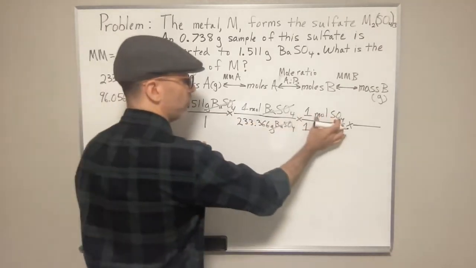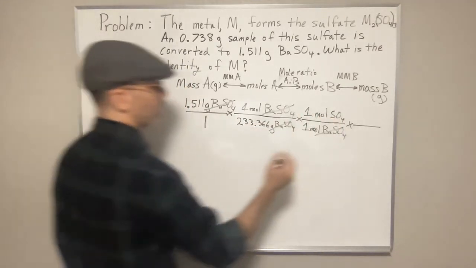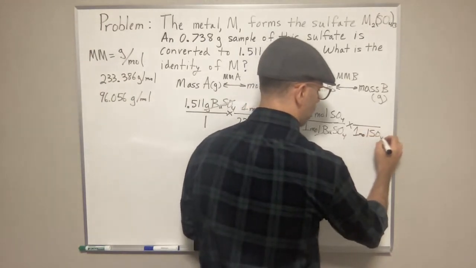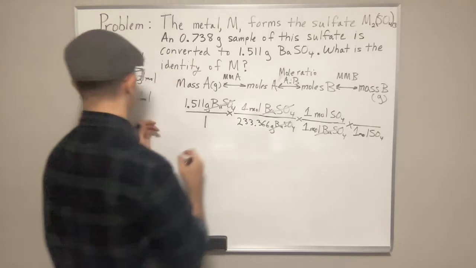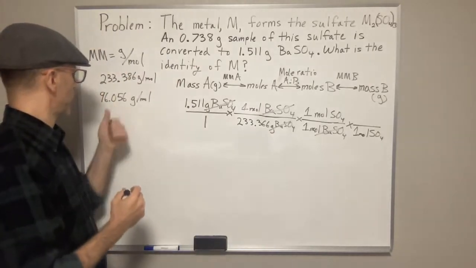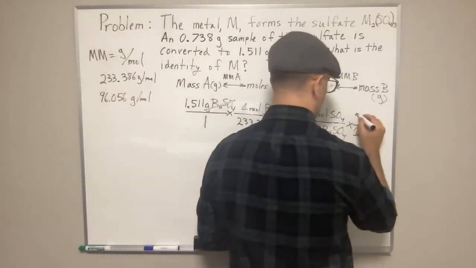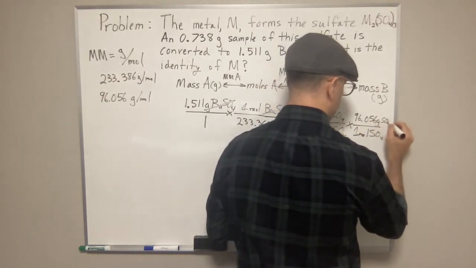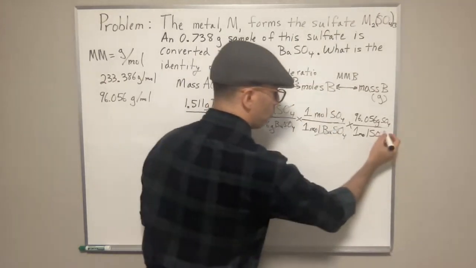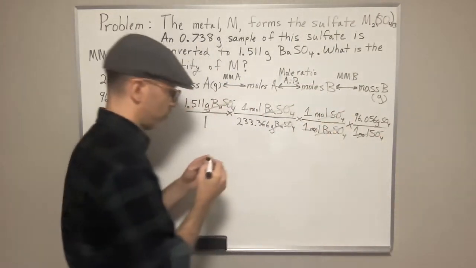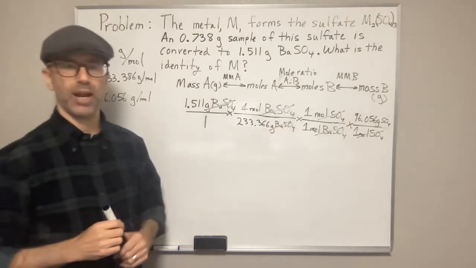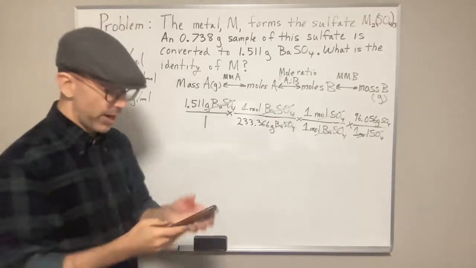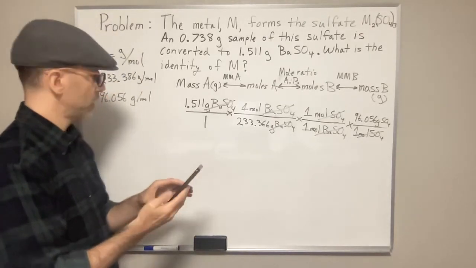And so since we have moles of sulfate here, we're going to put 1 mole of sulfate on the bottom, and the grams are going to go on top. So 96.056 grams of sulfate on the top. So moles of sulfate cancel out. Now I have my grams of sulfate. So all I need to do is calculate the grams of sulfate.